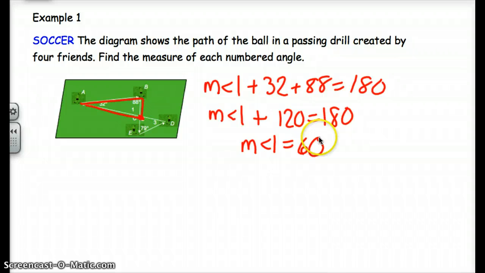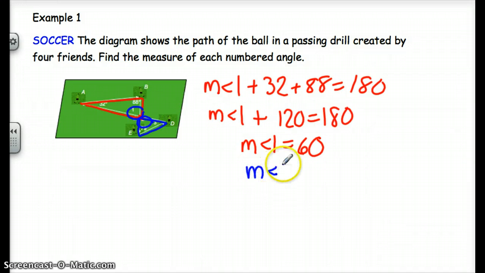Measure of angle 1 equals 60. Now I need to go and do my other triangle. My triangle CDE, because angle 1 is 60, then angle 2 is also going to be 60 because of vertical angles. So I'm just going to write measure of angle 2 equals 60. Last one I need to find is angle 3.